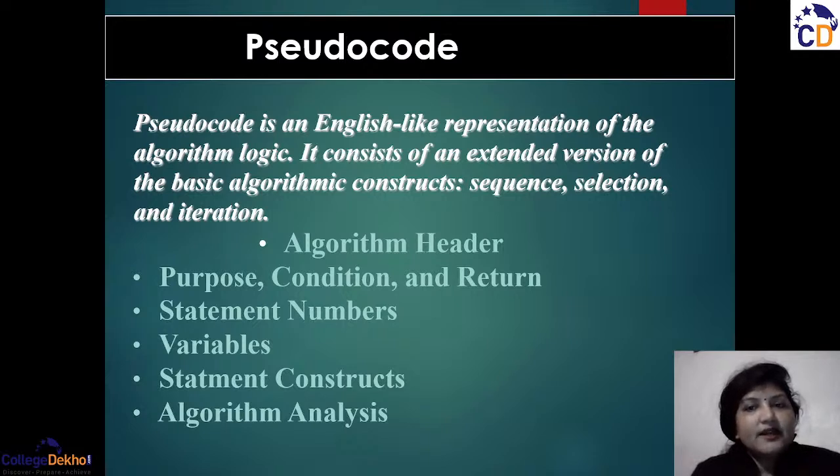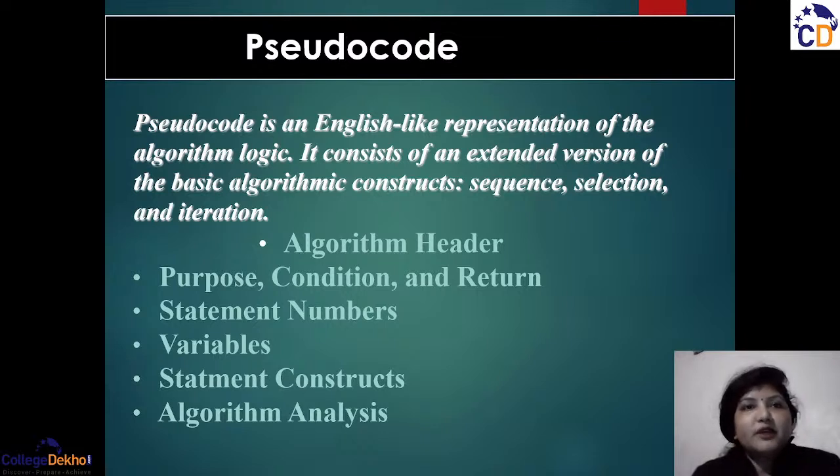Pseudocode is an English-like representation of the algorithmic logic. So I told you, logic is implemented behind this pseudocode. It consists of an extended version of basic algorithm constructs, that is sequence, selection, and iteration. It could be a sequence of statements. It could be control statements, like you may have if and else part under this. You may have conditional statements under this. You may even have looping part under this, some iteration that needs to be executed again and again.